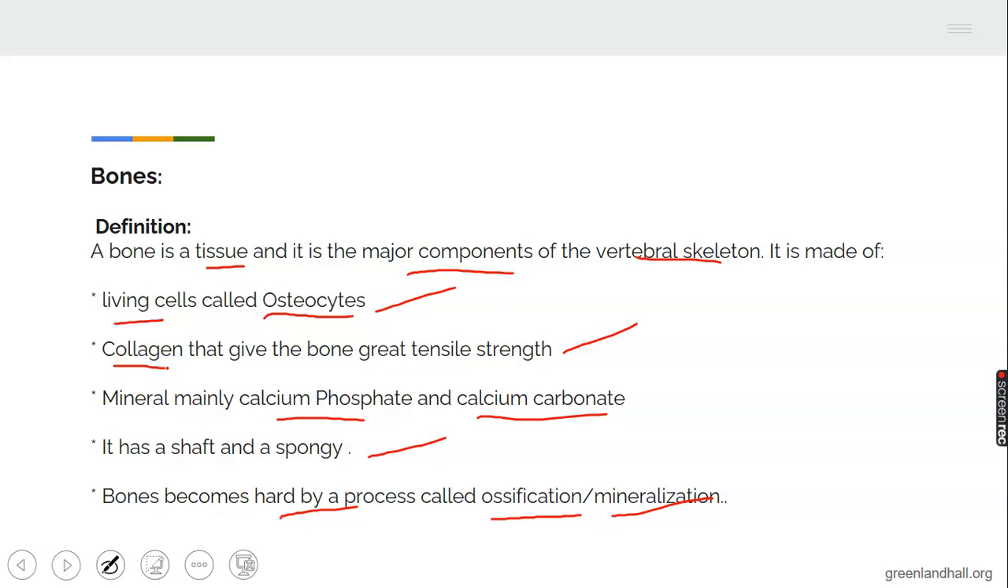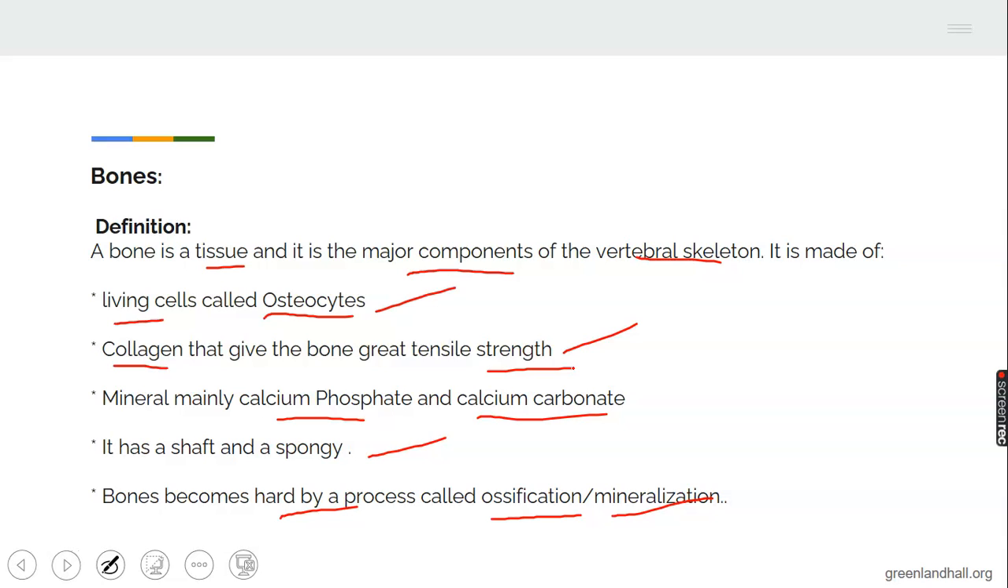collagen that gives the bone its strength, and minerals such as calcium phosphate and calcium carbonate. When you have these in abundance in man or in a baby, they prevent rickets. Insufficient amounts of these minerals cause rickets.